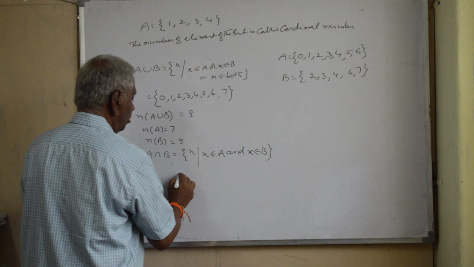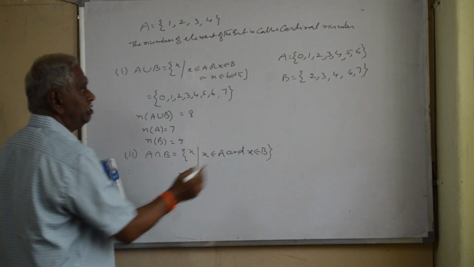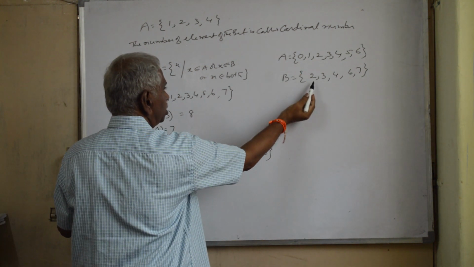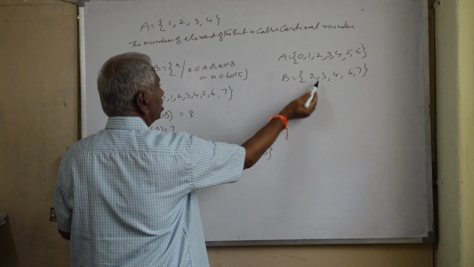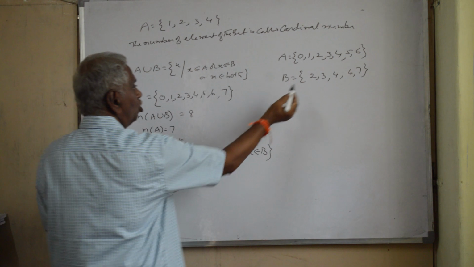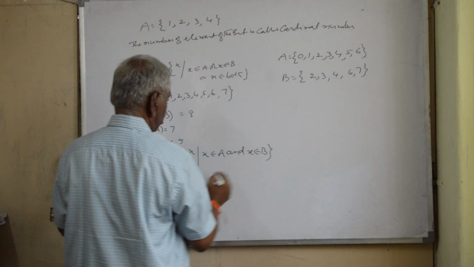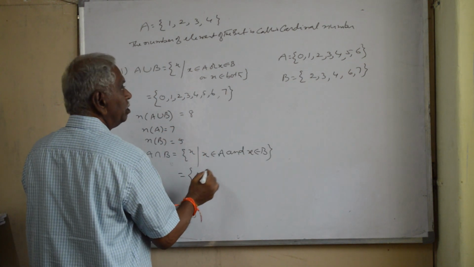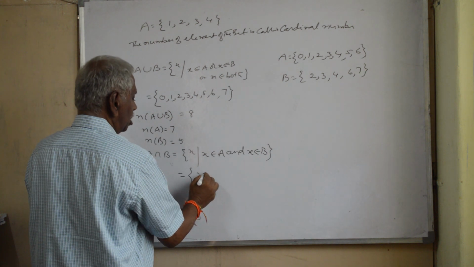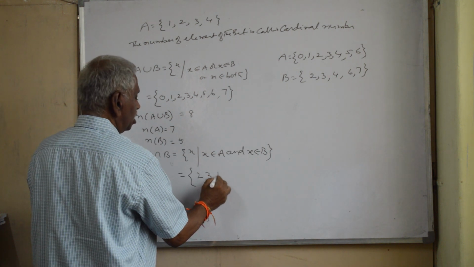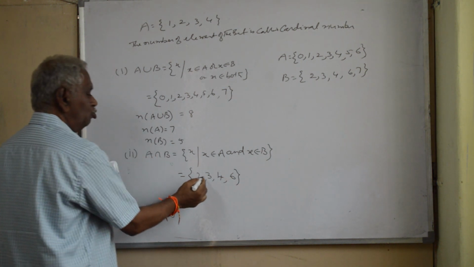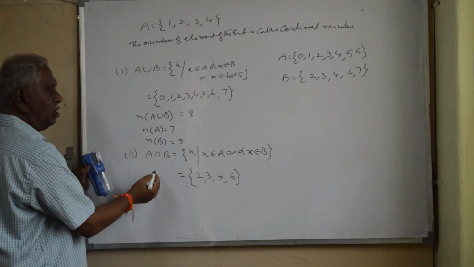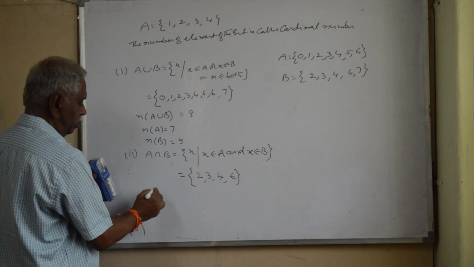So what are the common elements of A and B here? 0 is in A but it's not in B, so it's not a common element. 1: there is no common element here. 2 is common in both the sets. 3 is also common, and 4 is common, 6 is common. So 2, 3, 4, 6 is called A intersection B.